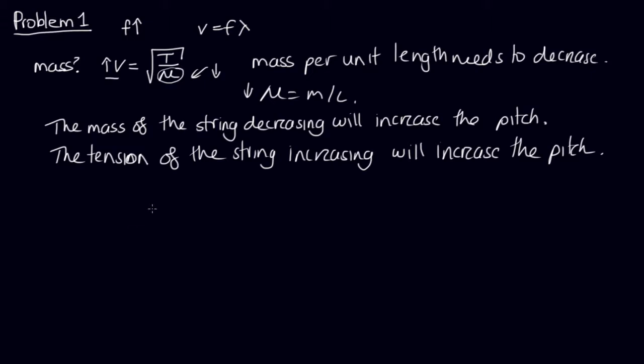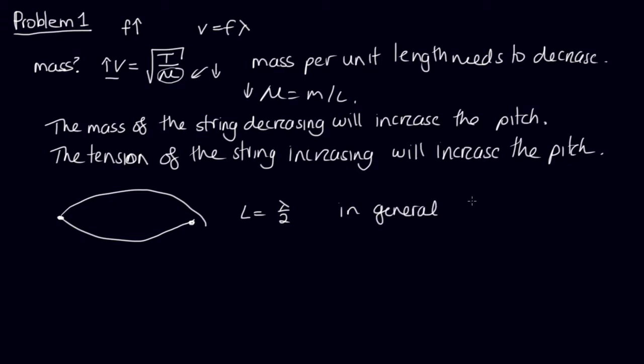And then finally it asks us how should the length of the string change. Okay, so when we're listening to a musical instrument, it's mainly the resonant lengths that we pick up. So the first fundamental length, the string's vibrating like this, and the length of the string is equal to half a wavelength. But in general, the lengths that we will hear will be an integer number of half wavelengths. So in general, the length of the string will equal some integer n times λ/2.